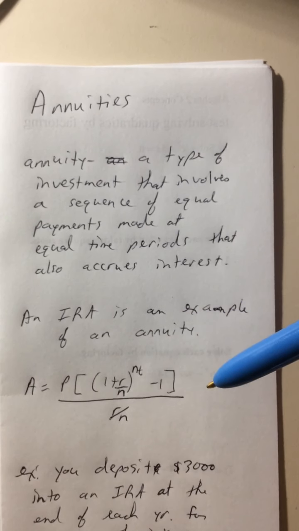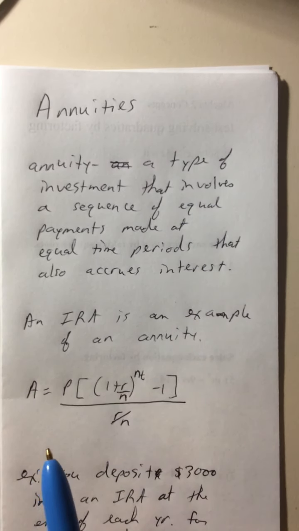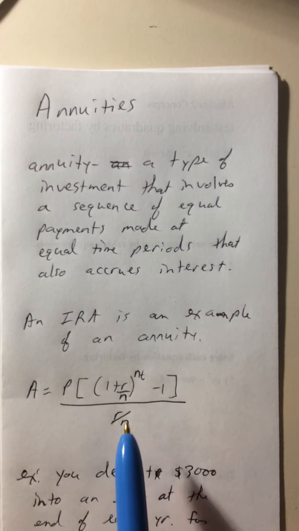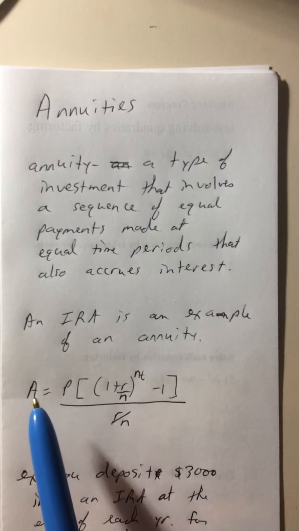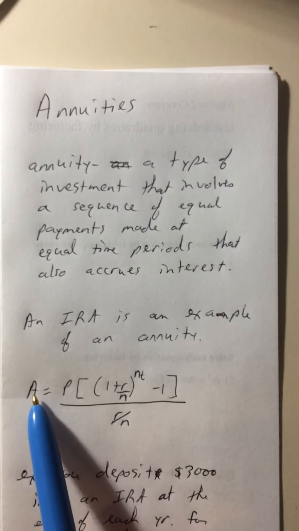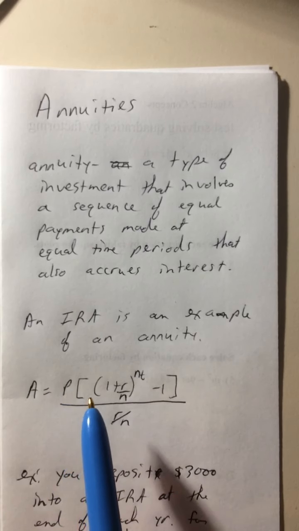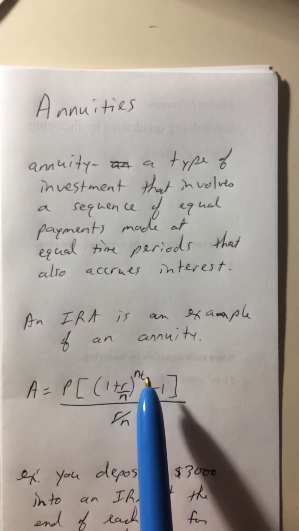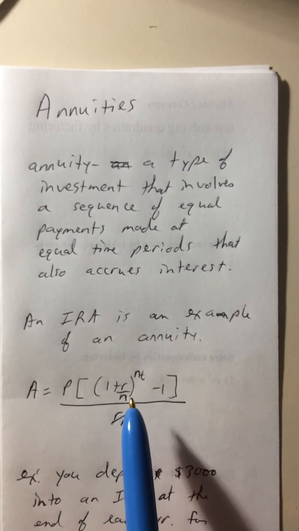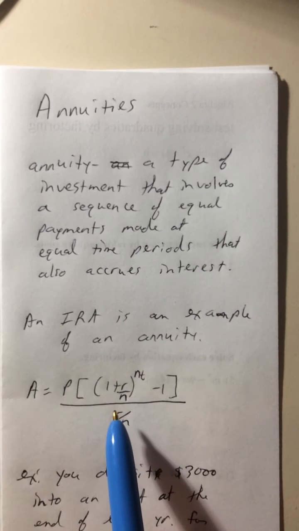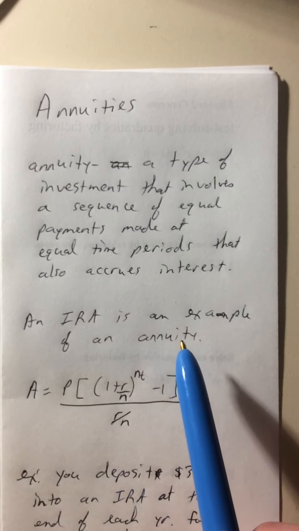Okay, let's get right onto the formula here. You can see that the formula has a lot in common with our previous formula, which was for compound interest. So you still have A, which is the amount at the end, equals P, which is the initial investment, the principal, times 1 plus r over n to the nt. All of that is the same as it was before, only now we're going to subtract 1 and divide by r over n.